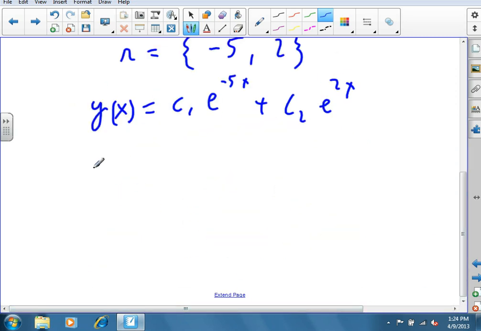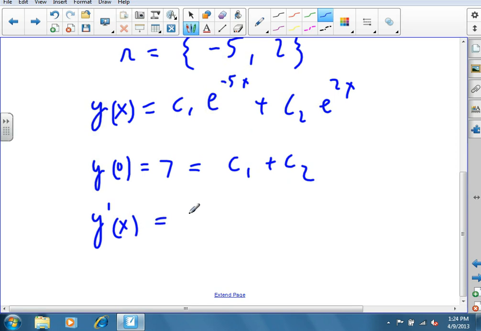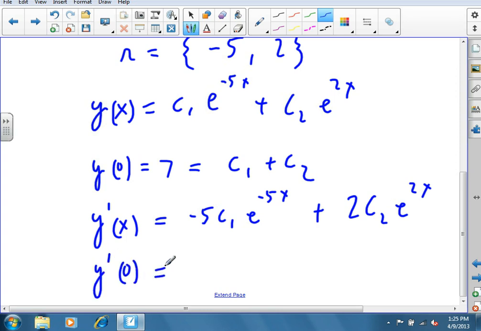And then I say, well, y at 0 is 7, so that's going to be c1 plus c2. And then y prime of x is equal to minus 5c1 e to the minus 5x plus 2c2 e to the 2x. And I find that y prime at 0 is 0, which is going to be minus 5c1 plus 2c2.